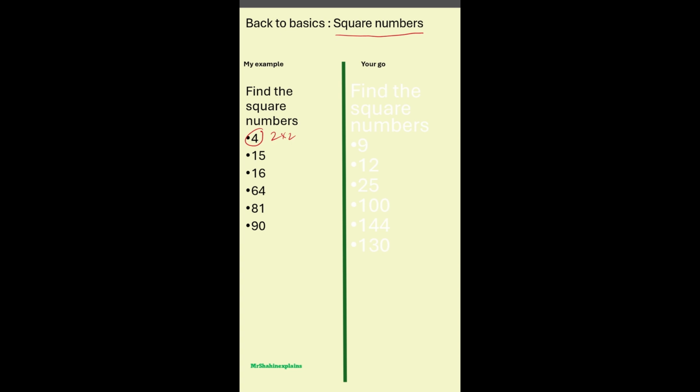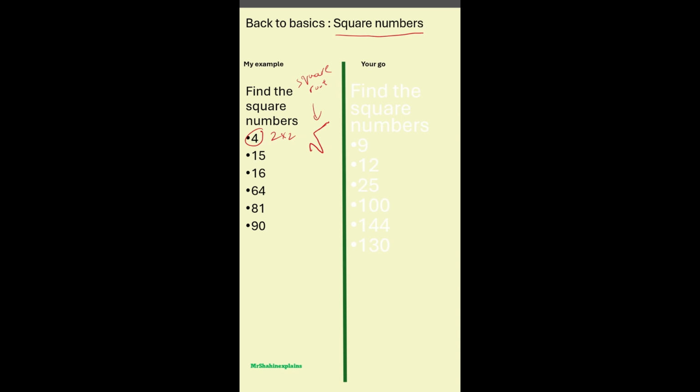But what about 15 or 81? How would I find out if it is a square number? Well, there is an easy way. On the calculator, you have this symbol, which is the square root. And if you test the number on the square root and you get a whole number, then it is a square number. If it doesn't give you a whole number and gives you a decimal or a fraction, then it's not a square number.